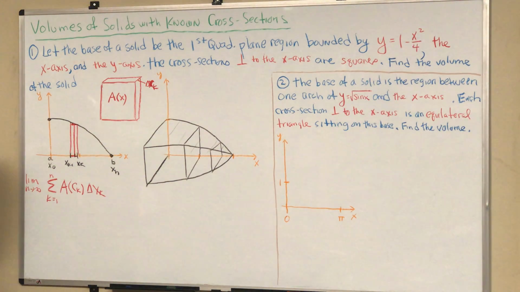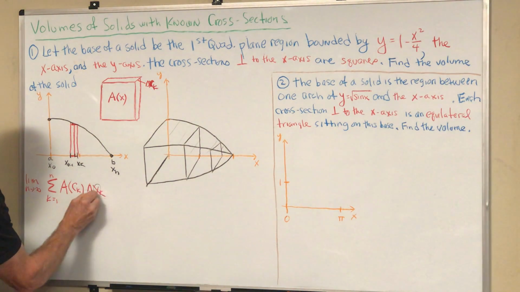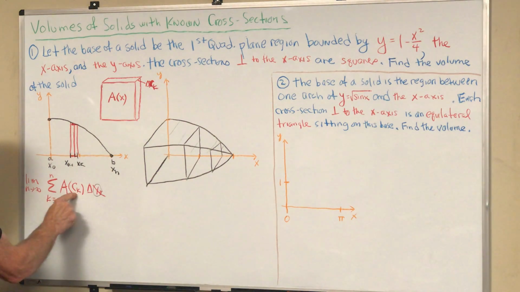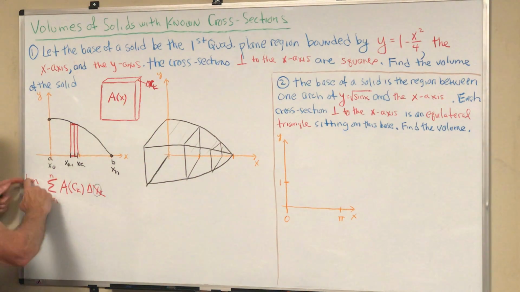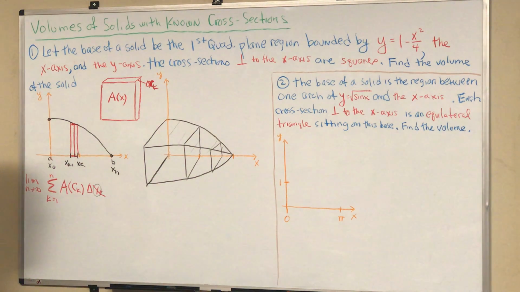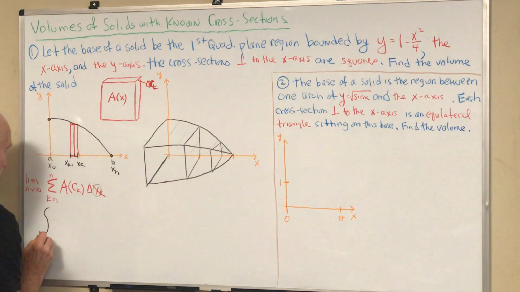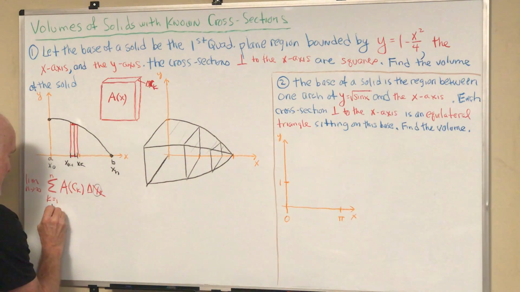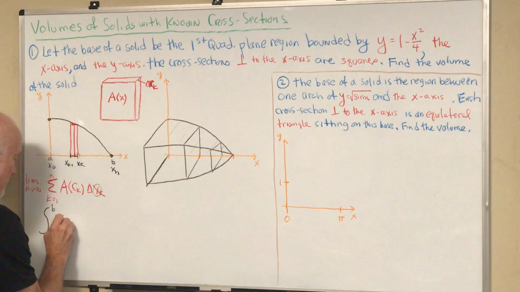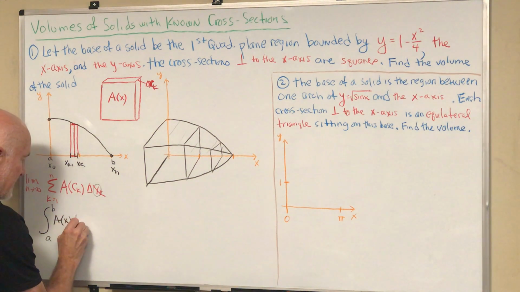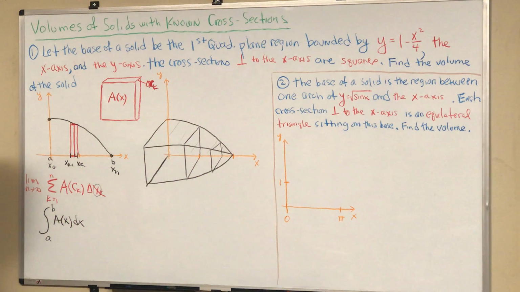And what we get, again, the variable is x. This is just a function of an x variable in here. So this is an infinite Riemann sum, or a definite integral. So we could write this, the integral from a to b of A of x dx. And we've got a formula.